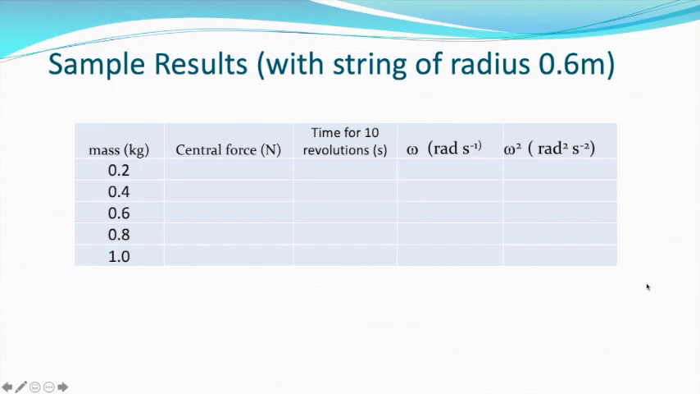Right, once you've done the experiment, here is the sort of table that you will have for your results. And once you put those results in the table, we'll be able to plot the graph. Remember, the central force is just the weight of the mass. Time for 10 revolutions from your stop clock. And you can work out omega from that. Omega equals 20 pi over that time. And then square your omegas. Are you ready for my results?